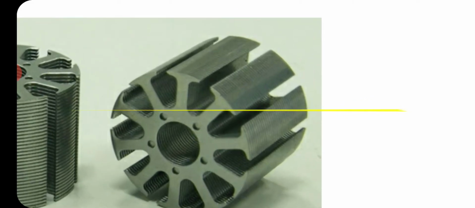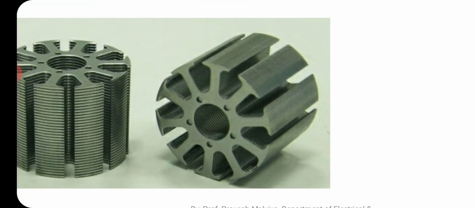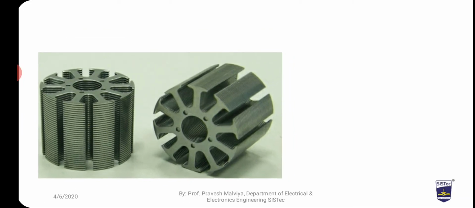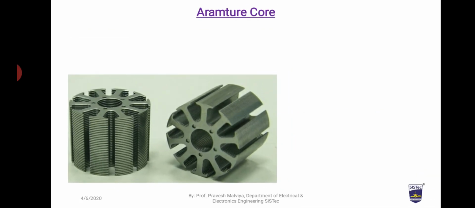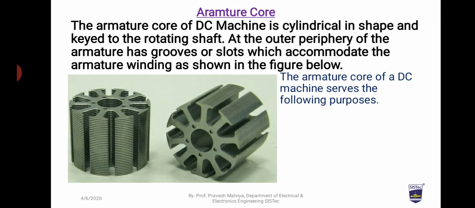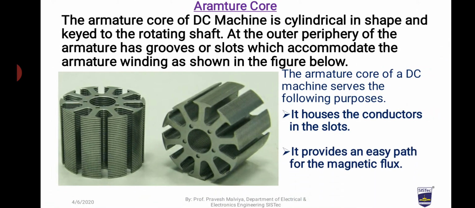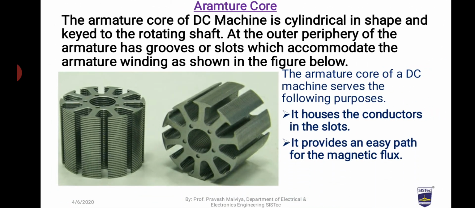Now we see some slots in the armature here. These slots provide housing to the armature winding, and the center slot is for the shaft on which the entire rotor is mounted. It is of cylindrical shape. It has two purposes. It houses the conductors in their slots, these are the slots here, and it provides an easy path to the magnetic flux.